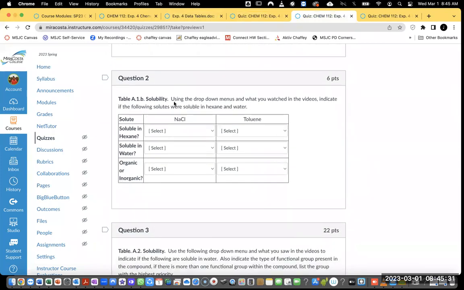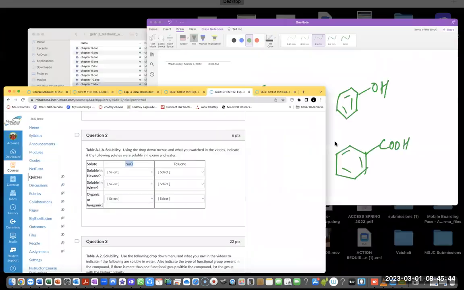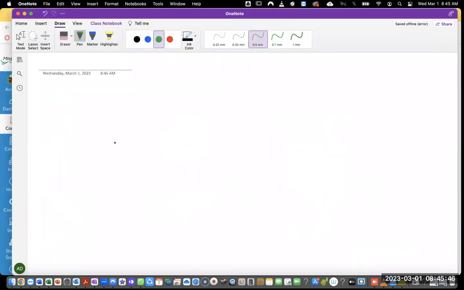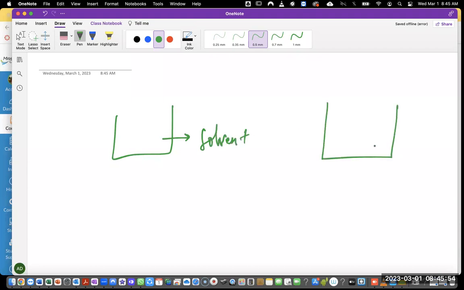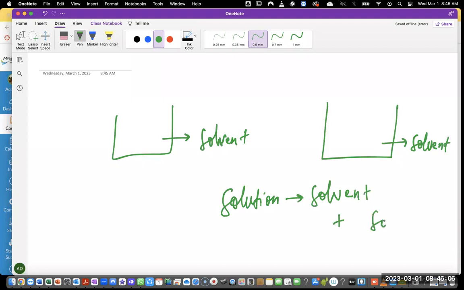Going next, you have to answer whether you think all these molecules, like NaCl or toluene, will be soluble in hexane or water, which one out of these two. So guys, we've got two types of solvents. A solvent is the majority component of a mixture, okay? So by a solution, what do we mean? A solution is made up of two things, solvent and solute.